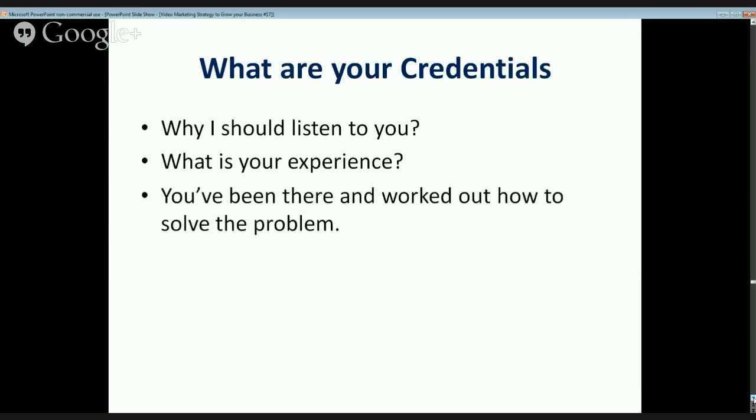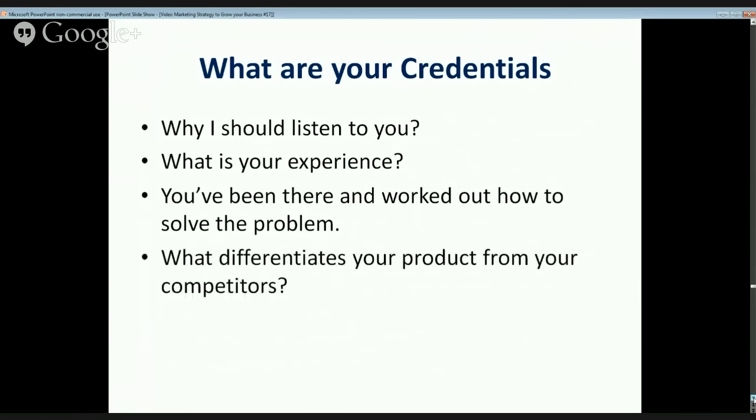So you've been there, worked it out, and you've got the problem solved, right? You need to build the credentials. What differentiates your product from your competitors? Why is your product better? What makes it better? What are the benefits of your product?